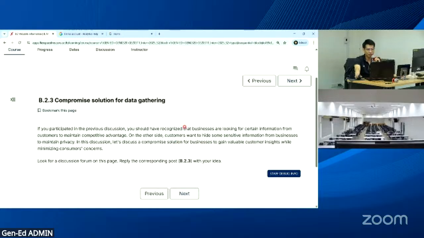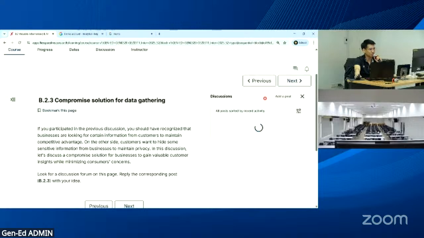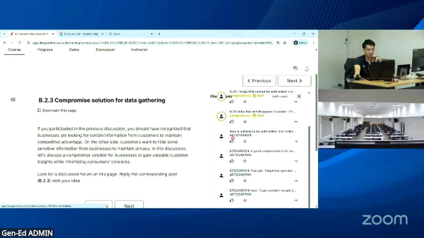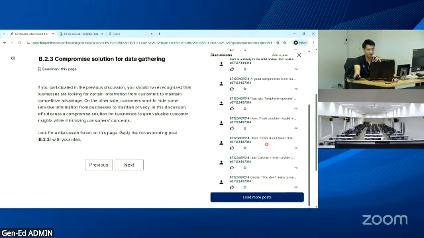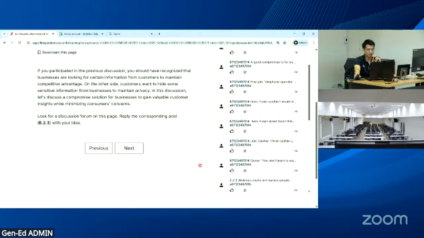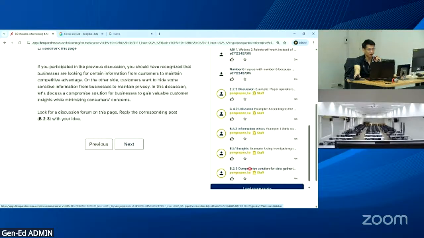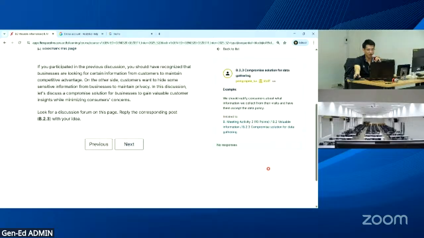First, you must locate the discussion board. It depends on the device that you are using, smartphone, tablet, or computer. You should see the small icon that looks like a comment button here. That is the button for expanding the discussion board. And now you need to look for the discussion number B.2.3. In this version, the discussion can be difficult to use, but try to do that. It's B.2.3, yeah, this one, compromise solution for data gathering.